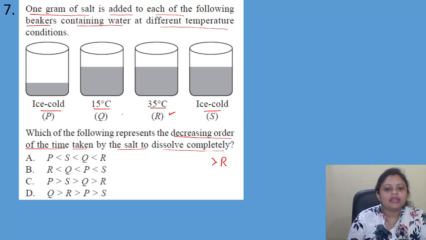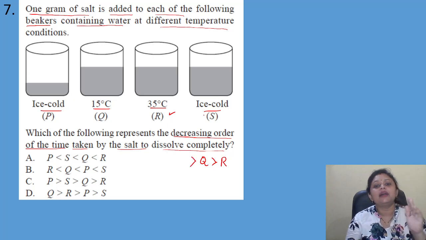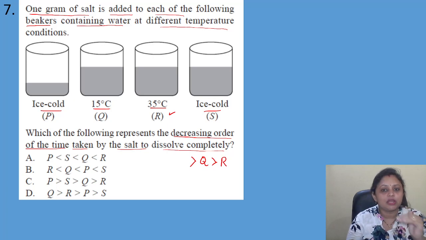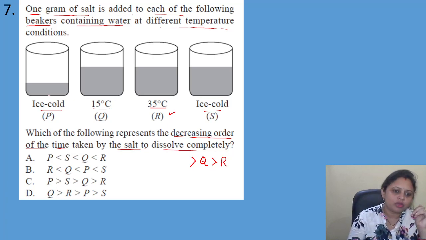Followed by the next temperature, that is 15 degrees Celsius, Q. It will take comparatively more time. Coming to P and S, both are ice cold. The temperature is equal in both cases. Now we have to focus on the volume or the amount. So here less amount of water is there. Here more amount of water is there.